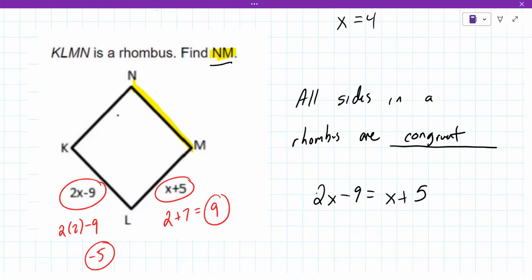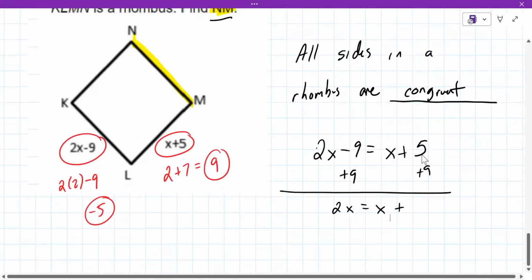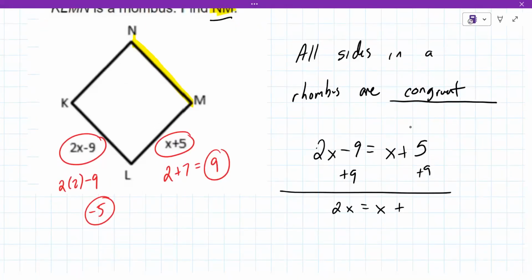Tell me what you did first to solve this equation. Well, you need to add 9 to both sides. Okay, so you add 9, that's going to give you 2x equals 9 plus 5. 9 plus 5 is 14. Okay, now what?